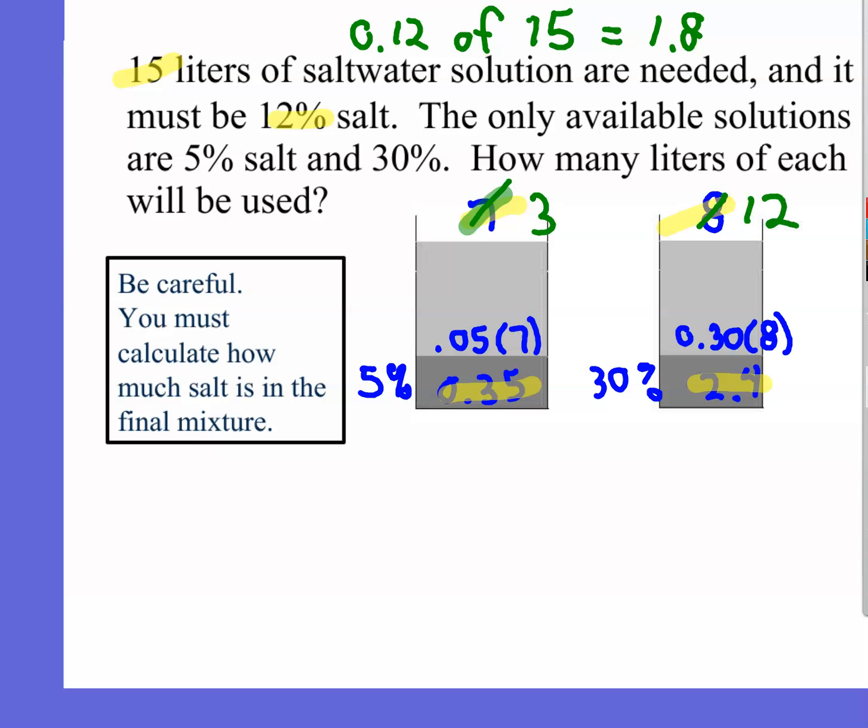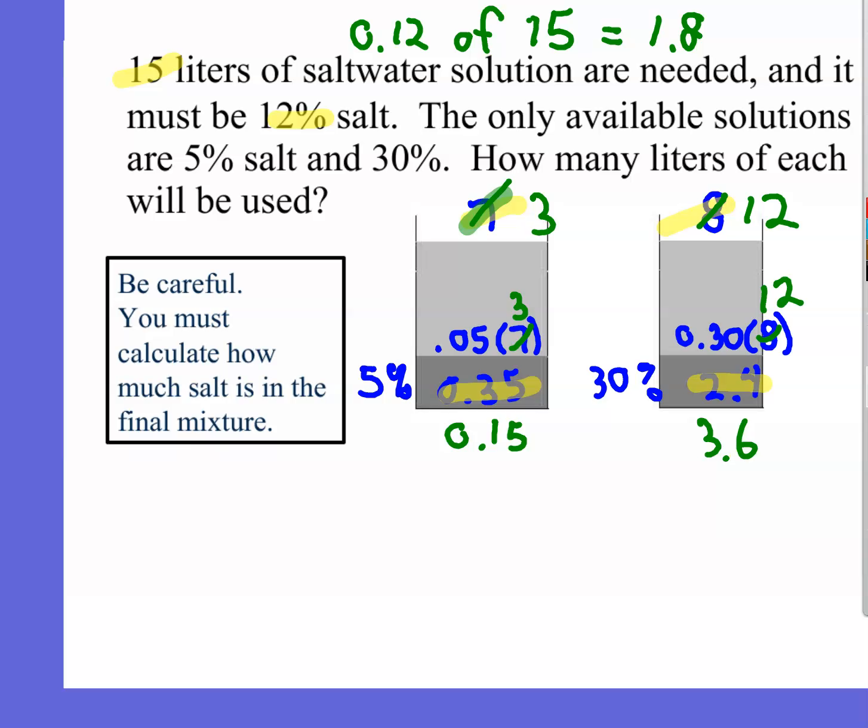Okay, so now I need to see if 5% of 3 plus 30% of 12 adds up correctly. Well, 5% of 3 is going to be 0.15. 30% of 12 is going to be 3.6. Okay. When I add those together, oh shoot, I'm way over. So I'm not guessing close at all.